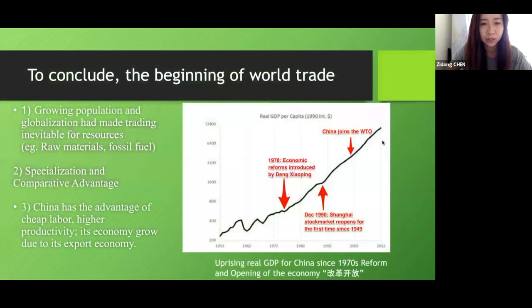But first, we need to understand the beginning of world trade. Growing population and globalization have made trading inevitable for resources like raw material and fossil fuel. A populated country like China needs to trade something they have in return for fuel. Trade among countries is valuable due to specialization and comparative advantage.